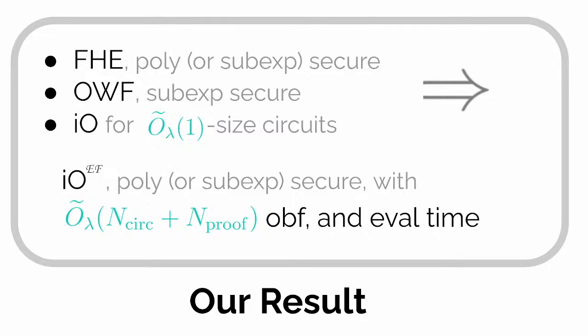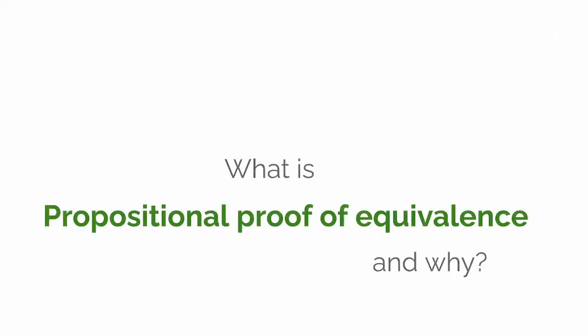If the FHE has polynomial security, we get an I/O with polynomial security. If the FHE has sub-exponential security, we get an I/O with sub-exponential security. The other primitives we need also need to be sub-exponentially secure. Okay, so that's the theorem statement.